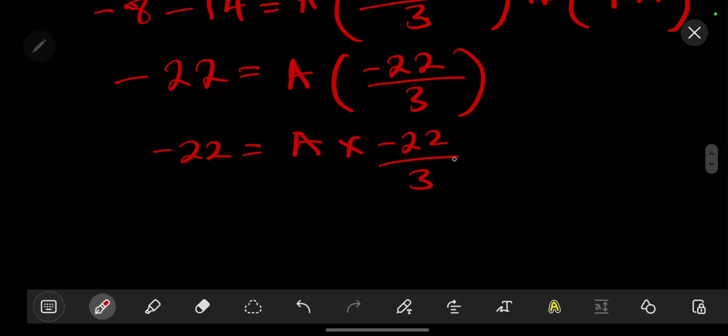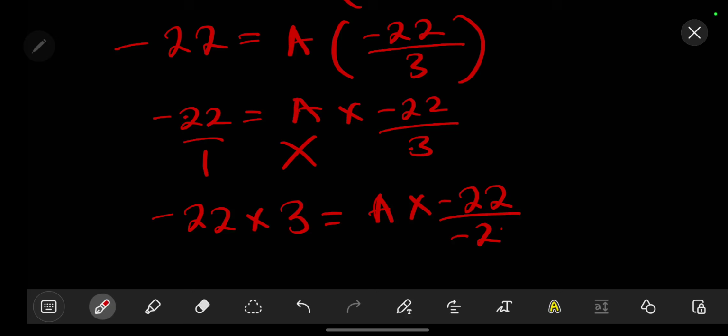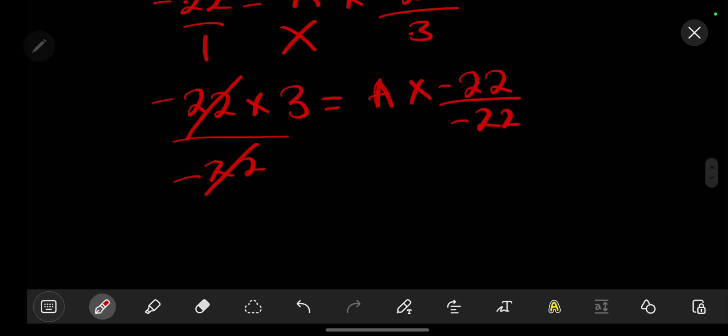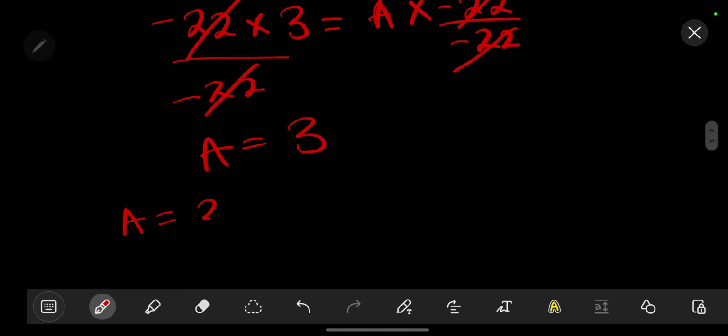So what we can do is that to eliminate the 3, we can actually cross multiply. So we are going to have 3 times negative 22, but avoid multiplying direct like that. So we are going to have negative 22 times our 3 should be equal to a times our negative 22. So divide this negative 22 so that a remains alone. We are going to have a value that is equivalent to a should be equal to, we are going to have our value of 3. So already our a value is equal to 3. Our b is equal to 7.